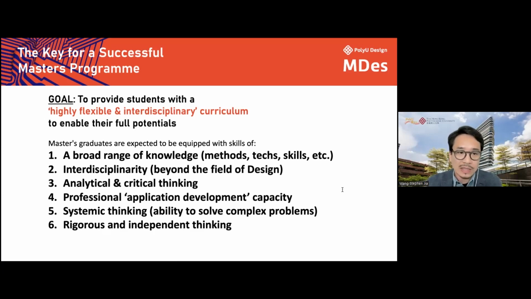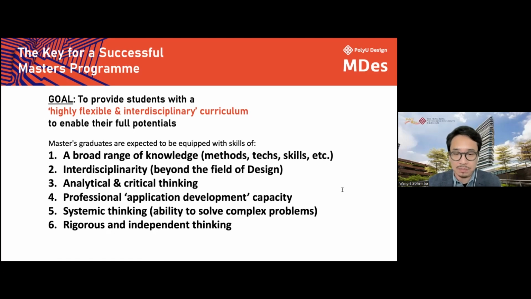Vice versa, or interdisciplinarity, and we emphasize the area beyond the field of design. Which means in our recruitment, we welcome students from all different fields. Of course, not only design, but sociology, anthropology, arts and design as well, architecture, many different fields. And also analytical and critical thinking. Don't purely just follow the trends. Professional application development capacities, systemic thinking. We will have the ability to solve complex problems, and also rigorous and independent thinking as well.